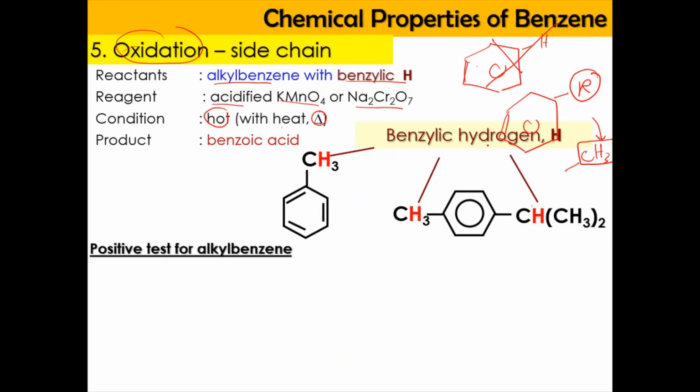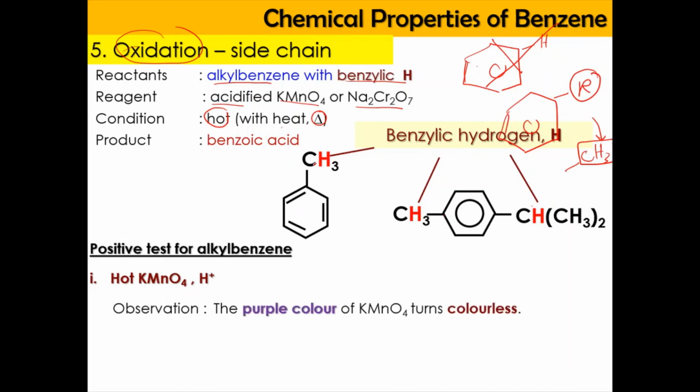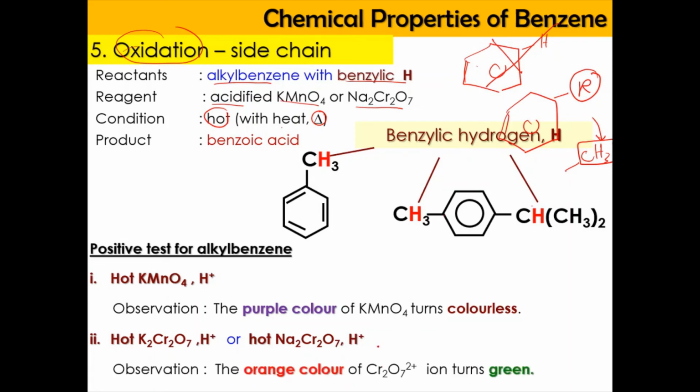So when they have a benzylic hydrogen, you can undergo oxidation, and for the observation, you can look into here. So if you react with hot KMnO4 in order to undergo oxidation for the alkyl benzene, what you're gonna get is the purple color of KMnO4 turns colorless. Maksudnya oxidation tadi dah berlaku. Or you can use hot K2Cr2O7 at acidic condition, or you can use hot sodium dichromate at acidic condition. So if oxidation happens, you can see that the orange color of the chromate ion will be changed into green. So these two observations you have to know and memorize if this is the first time for you.